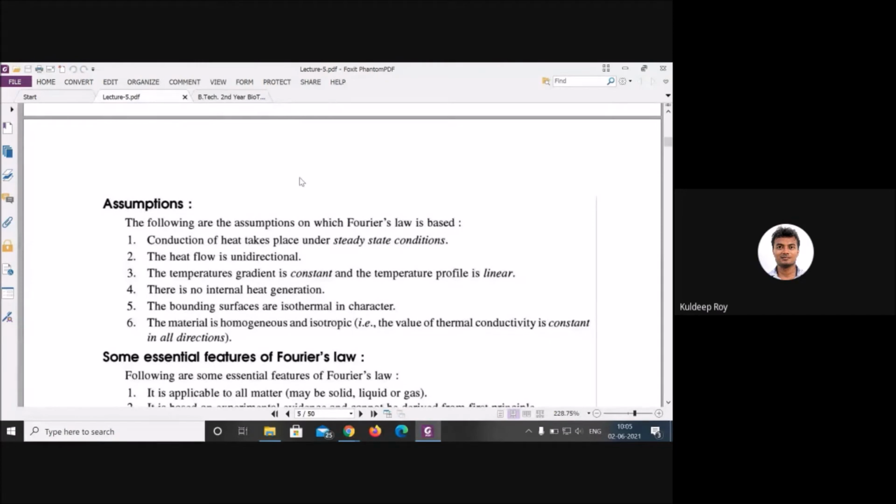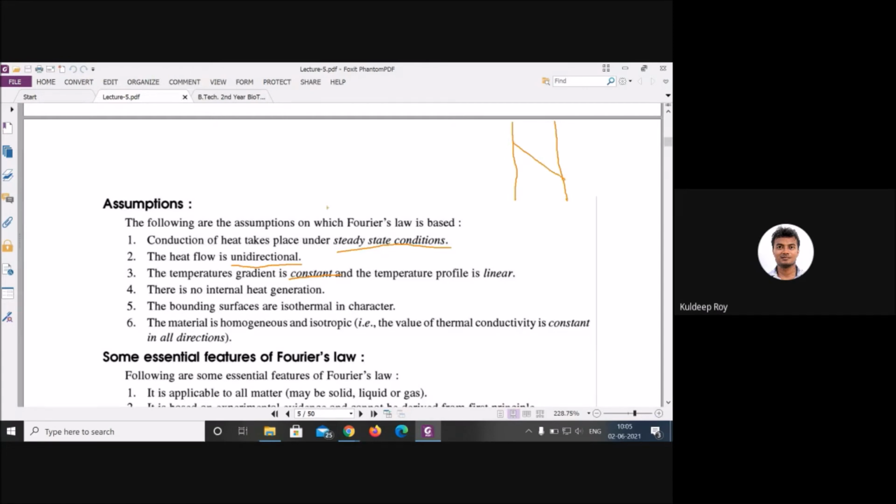And these are the assumptions on which Fourier's law is based. Conduction of heat takes place under a steady state condition. One, it is steady state condition. Second, heat flow is unidirectional, meaning one-directional flow, the temperature gradient is constant, and the temperature profile is linear. What does that mean? It means your temperature profile will be linear like this.